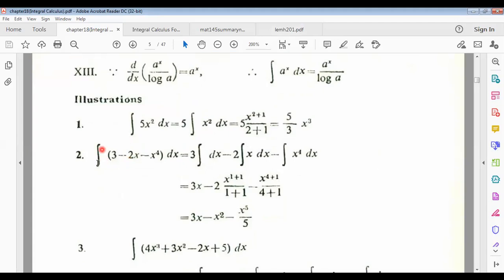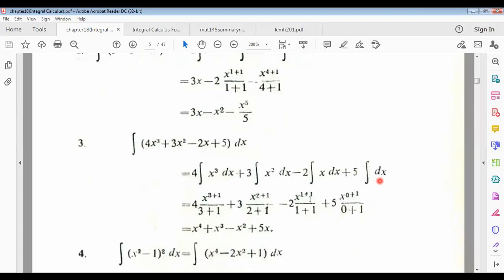Now the second one, integration of 3 minus twice x minus x to the power 4 dx. Just using the sum rule, integration of 3, integration of twice x and integration of x to the power 4, but we can separate the constant. Suppose 3 times integration of 1, which will be x. Now integration of x will be x to the power 1, n equals 1, so x to the power 1 plus 1 divided by 1 plus 1. Similarly, using the power rule, x to the power 4 plus 1 divided by 4 plus 1, so x to the power 5 by 5. X square by 2 will be cancelled. So this will be the result.